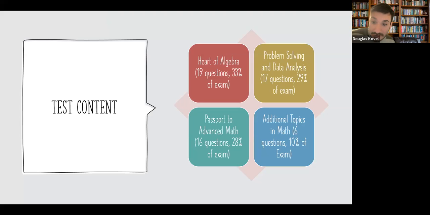And then finally, there are Additional Topics in Math. This is where the SAT is a lot different from the ACT. You have 6 questions that are going to be on geometry, trigonometry, or complex numbers, whereas on the ACT, this is a much larger part of the test, probably closer to a quarter. So if you're someone who really doesn't like geometry and you prefer algebra, then at least for the math part, the SAT might be a better fit for you.